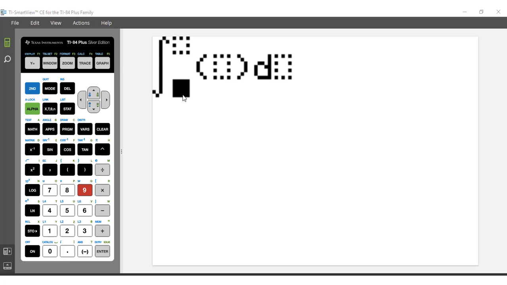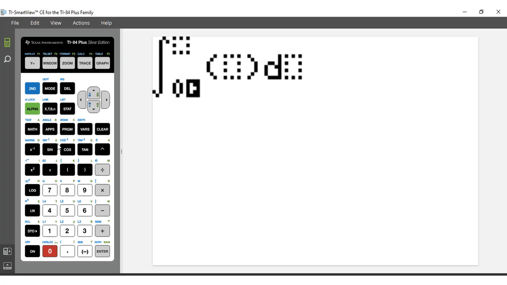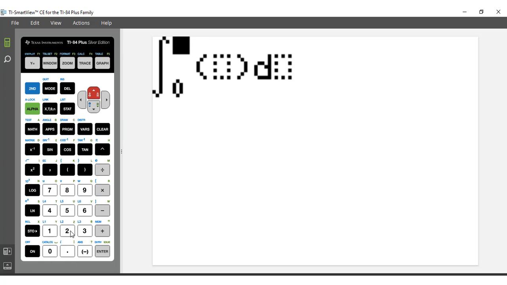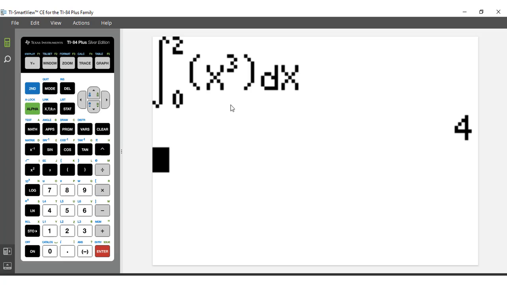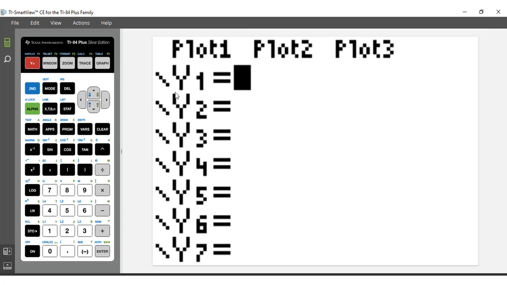Let's put the lower limit as 0, upper limit is 2. Here is x to the third power. This will be dx. Then enter. You will get this value for the definite integral. This is one way. Another way is you can put the function into this y1.